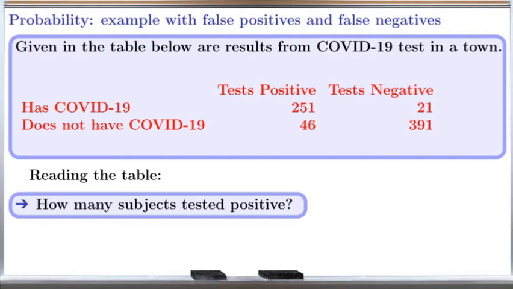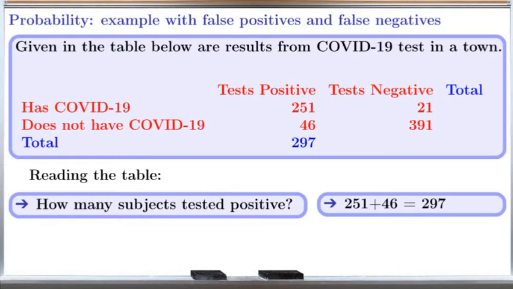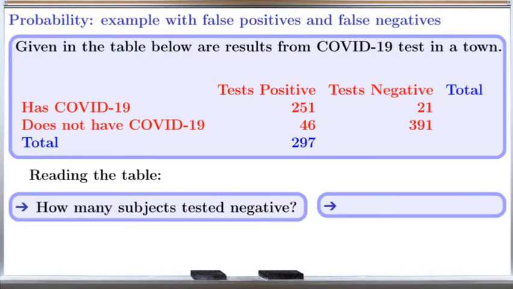So for us to answer this question, we have to look into the table. We need to find out subjects tested positive, so we will be looking at this column here and adding those two numbers. Adding those two numbers gives us 297. So there were 297 subjects that tested positive. Let's look at the next question.